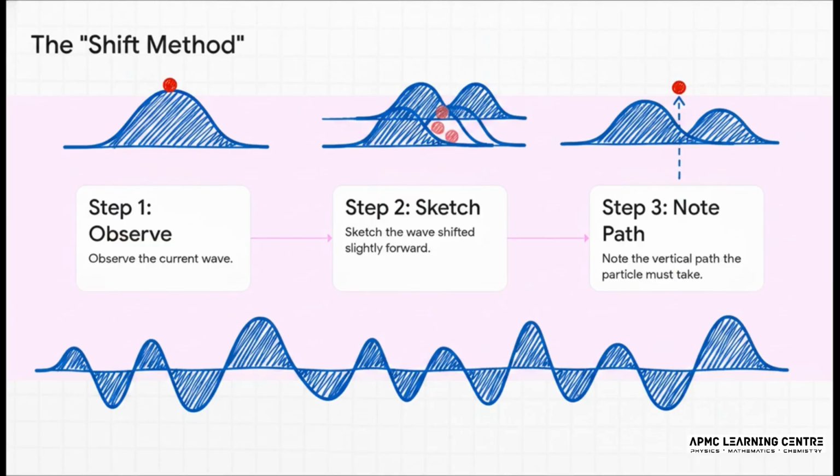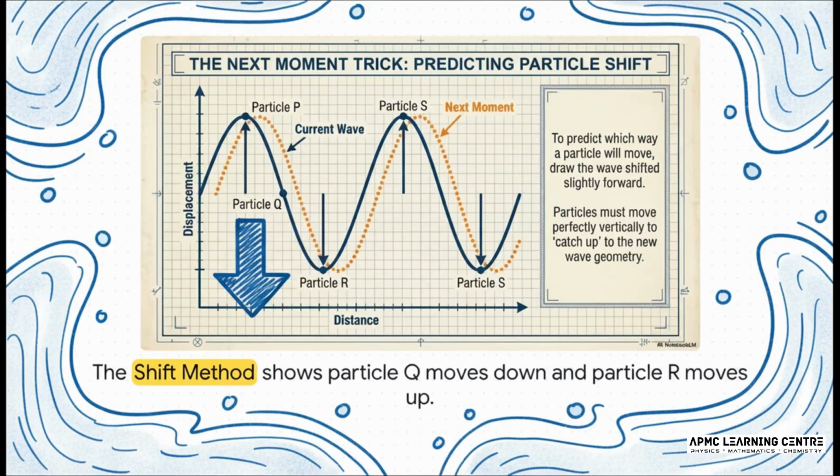Here's how it works. You look at the wave right now. Then you just imagine or even sketch that same exact wave shape but shifted just a tiny bit forward in the direction it's traveling. Then you just look at a particle and see, does it need to move up or down to get to the new wave? That's it. And here you can see it in action.